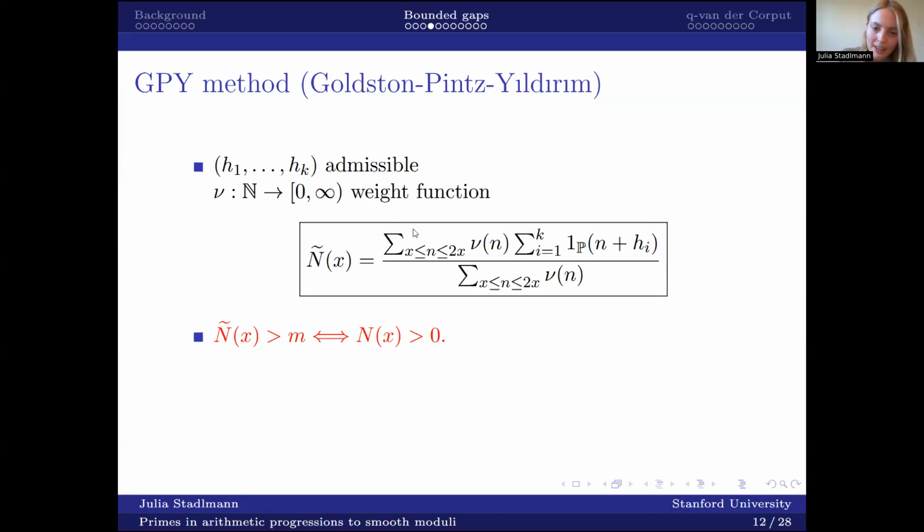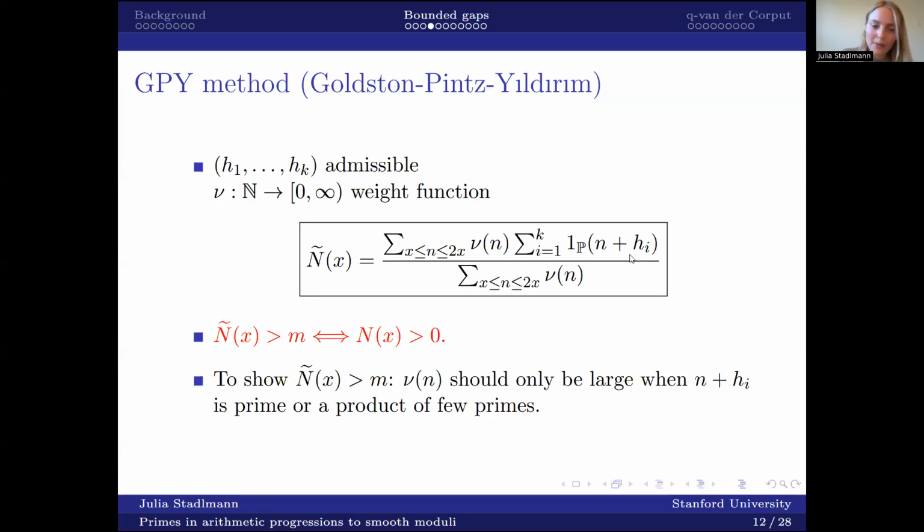Now in the denominator, we are summing over all values n. And in the numerator, we are summing only over those n where n plus hi is prime. So if we want to make the ratio large, this is a problem, unless nu(n) itself is only large if n plus hi is a prime. Now we can't quite make it so that it's only large at primes, so we think about primes and products of few primes. So we want to find the nu(n) which is only large when n plus hi is a prime or a product of few primes.